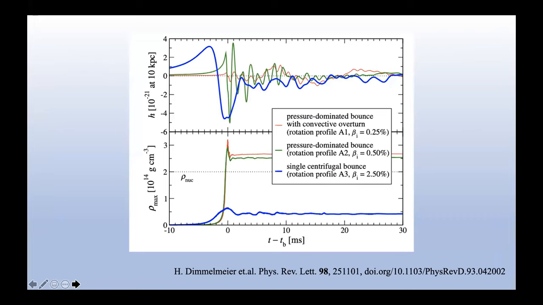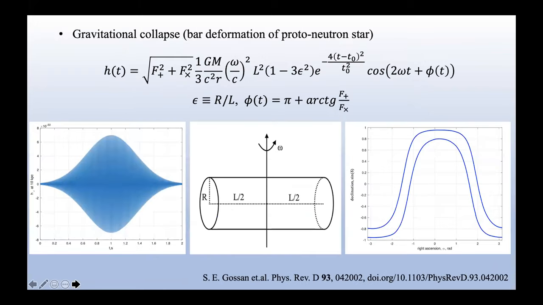Gravitational waves can be produced by many mechanisms on different stages of core collapse. Here you can see gravitational amplitude from the bounce stage, just as an example. But for our calculations, we need a signal with a known analytical form. That's why we consider gravitational waves radiated due to the rotational bar deformation on the stage of proto-neutron star. This radiation can be modeled as a radiation of a rotating cylinder.